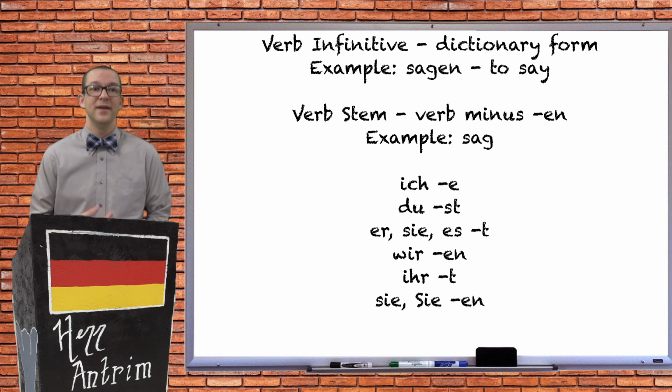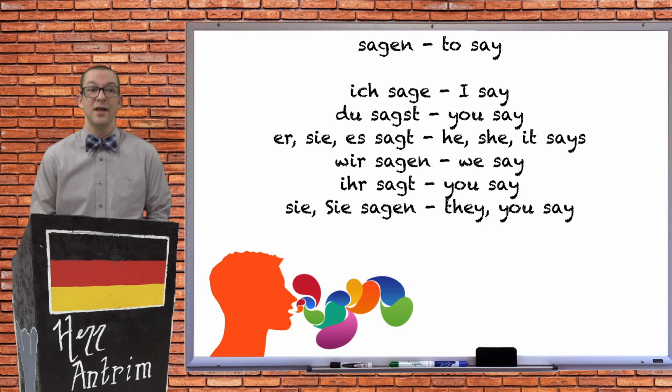We start with the verb infinitive, which is a fancy way of saying the version that you find in the dictionary. Remove the en at the end. The form without the en is called the verb stem. Then add the endings e, st, t, en, t, and en. Usually when I make a conjugation chart, they look like this, and I read them like this. Ich sage, du sagst, er, sie, es sagt, wir sagen, ihr sagt, sie sagen, Sie sagen.